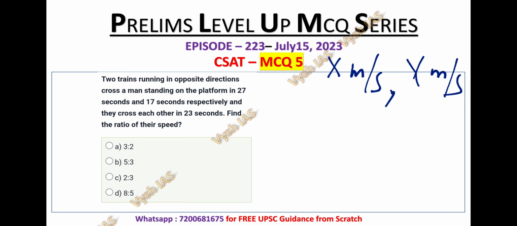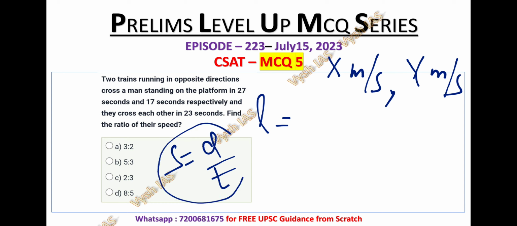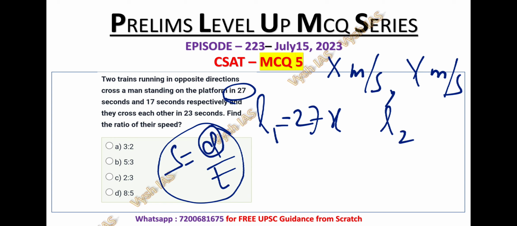This is something which we are assuming. The length of the first train is nothing but the distance it traveled. Speed is equal to distance by time, so distance, which we are taking as length, is speed into time. The length of the first train, with speed x, is x into 27, so 27x. The length of the second train will become 17y, because y is what we have assumed.